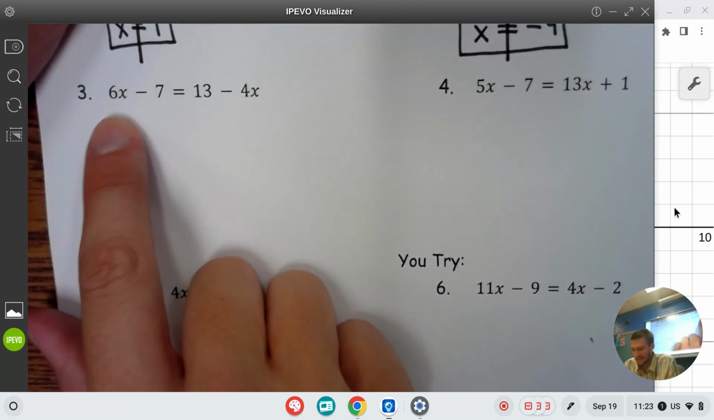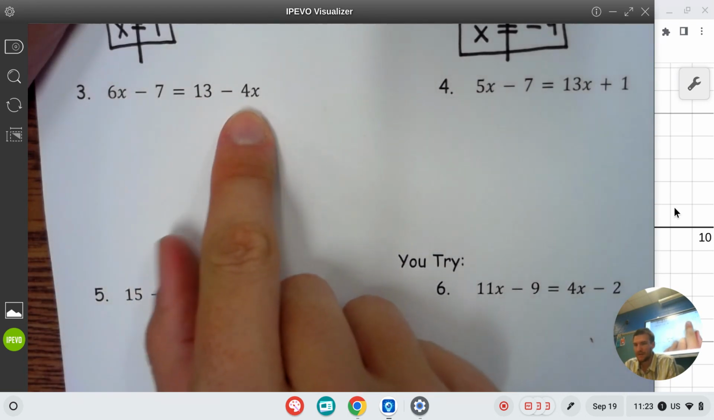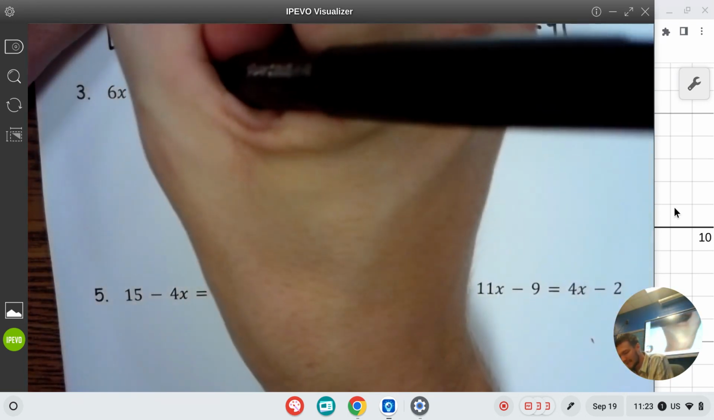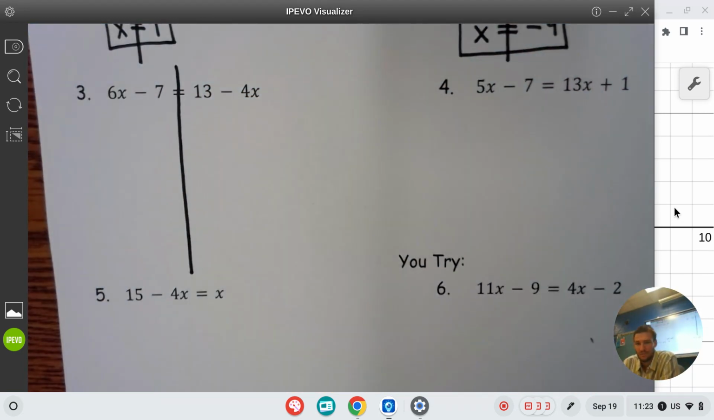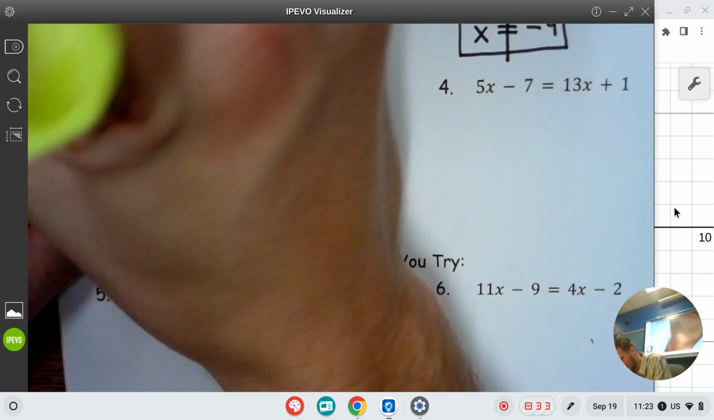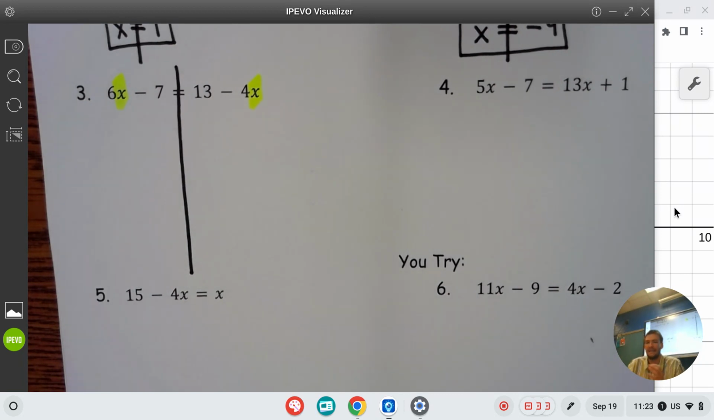Question 3 has 4 terms. 1, 2, 3, 4. So these are what we need to handle. These 4 terms. Okay, these are the types of questions that we're going to see. We want to identify our x's. I see that we have a 6x and a -4x. Which one needs to move?